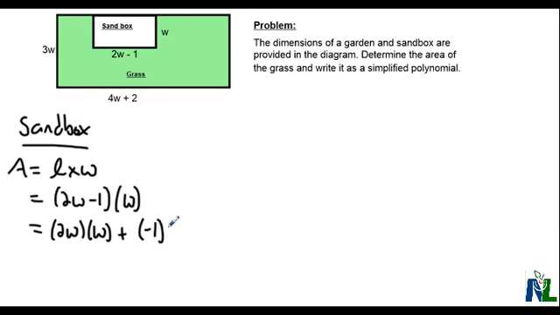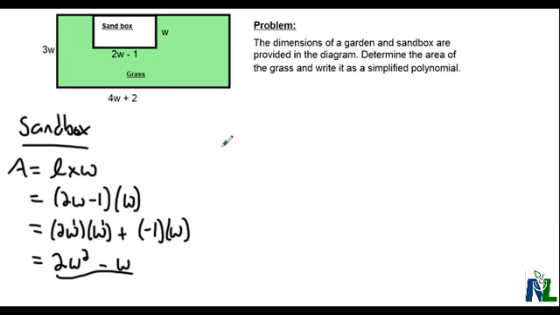Negative 1 times w. So when we simplify this, we're left with 2 times 1. You don't see the coefficient of 1, but it's there. 2 times 1 is 2. w multiplied by w, well, these are w exponent 1 for both of them, so 1 plus 1 is w squared. The sign from this product is going to be negative, because negative times positive is negative. And if we just have 1 multiplied by w, all that really leaves us with is w. So negative 1 times w just ends up being negative w, and this is the area for our sandbox.